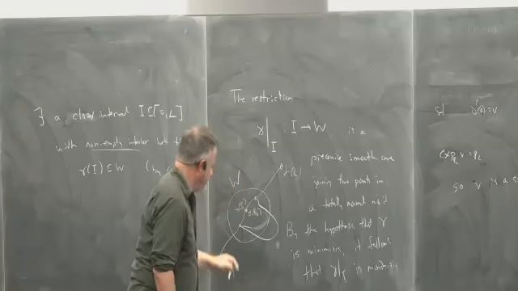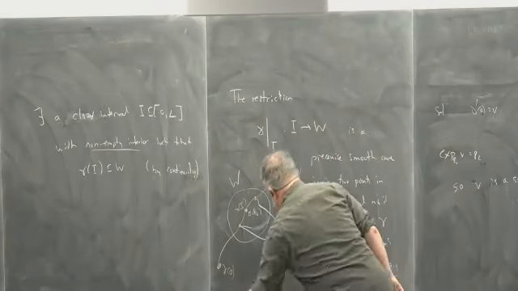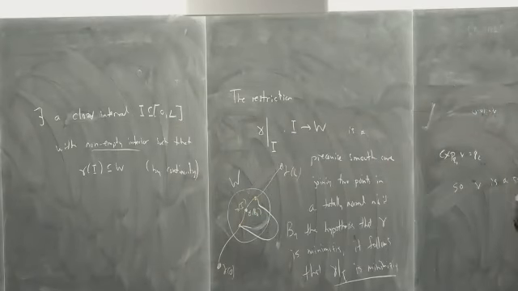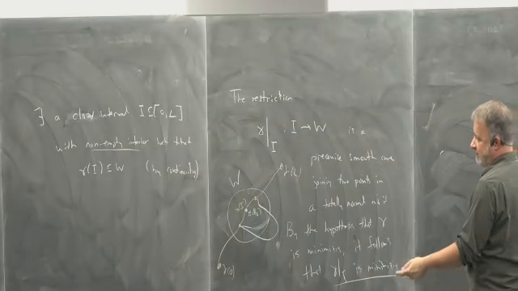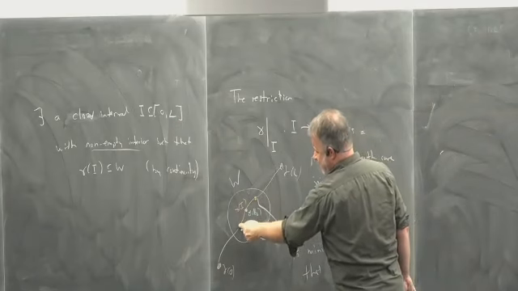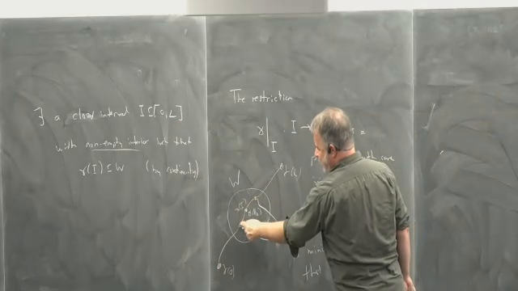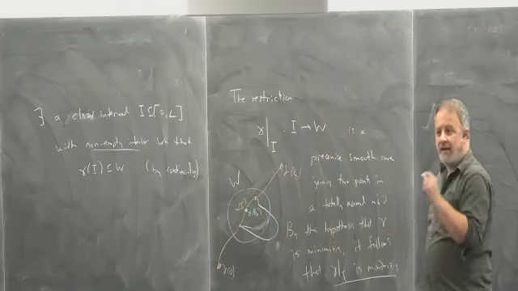So gamma restricted to I is minimizing, but it lies inside W, and we know there exists a unique minimizing curve, because these are both inside a normal ball centered at any of the points. There's a unique minimizing curve joining those two points, and it is a geodesic.